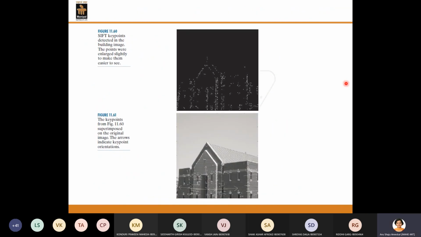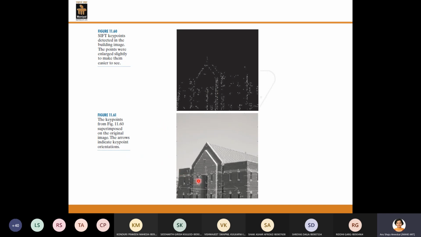Just to show you an example of how it looks. This is the image of a building which was shown in one of the previous slides. This is an example of how SIFT helps with identifying key points. We see that the key points have been detected at the edges and corners present in the image. Once the key points have been identified, you can use the SIFT descriptor in order to describe the neighborhood.